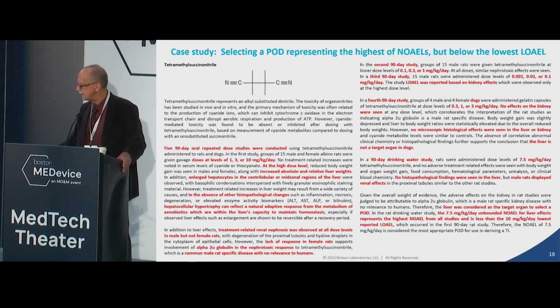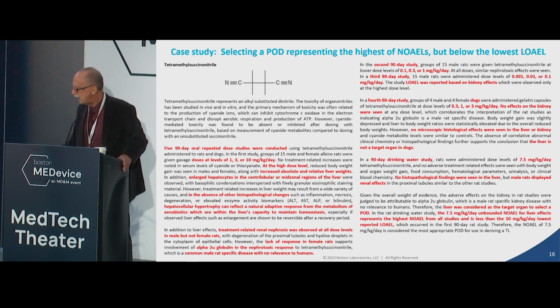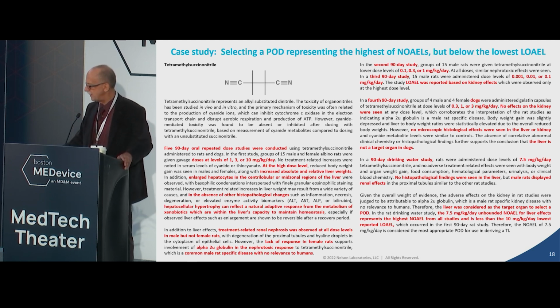Effects were not seen at any dose level, which corroborates this interpretation that alpha-2 globulin nephropathy is a male rat-specific disease. There were no microscopic histological effects in the liver or kidney here, and it confirms that the liver is not a target organ in dogs. Lastly, there was a 90-day drinking water study where they administered 7.5 milligram per kilogram per day to rats. Focusing on the changes to the liver, there were no histopathological findings.